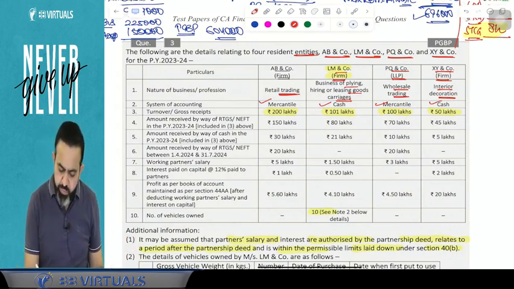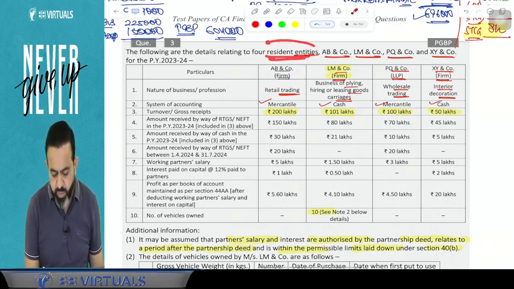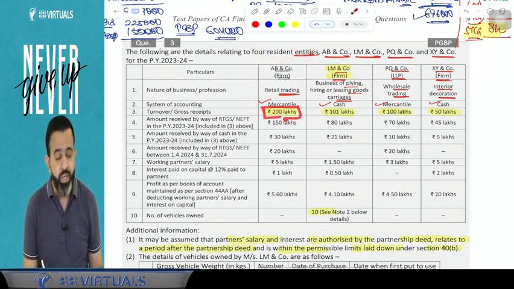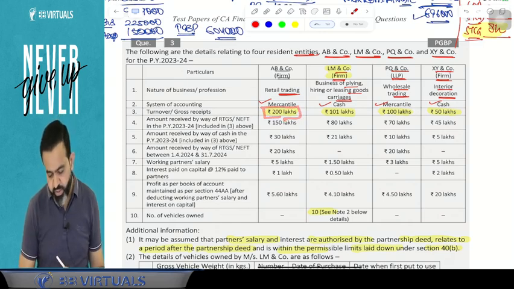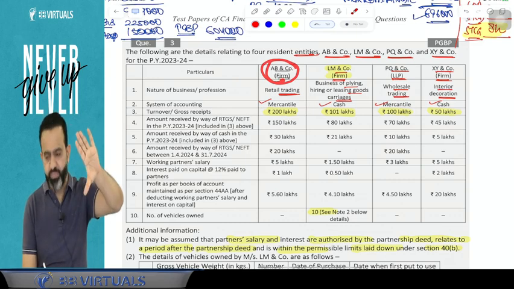So first, guys, AB and company is a partnership firm, and they are a resident partnership firm. They are into the retail business, and their turnover is 2 crore rupees. Your turnover is up to 2 crore rupees. So can I say that AB and company can opt for section 44AD?